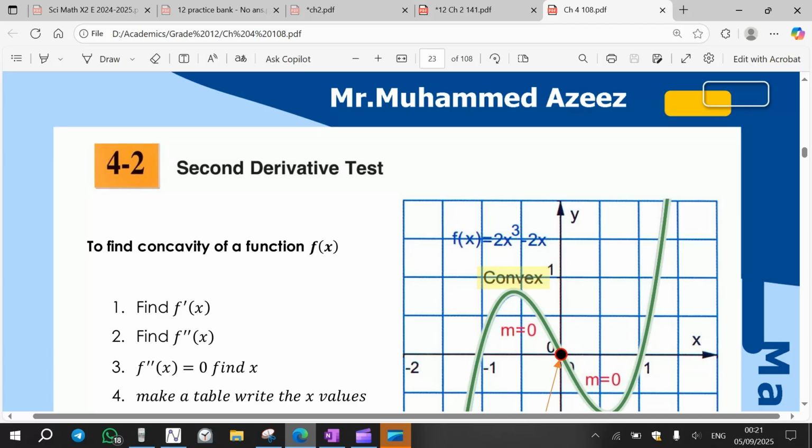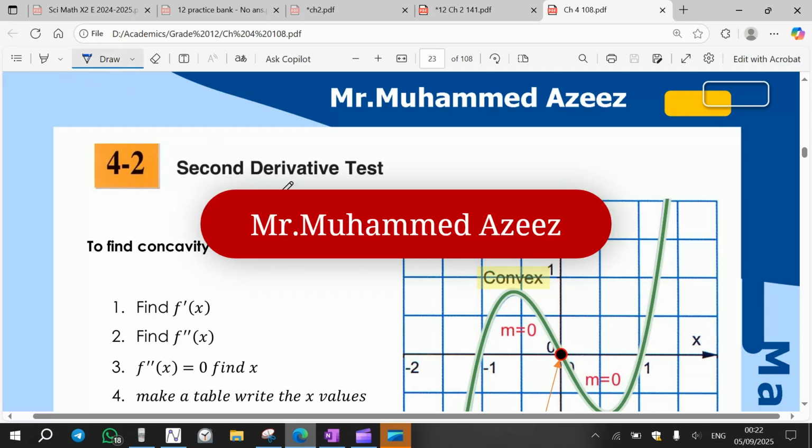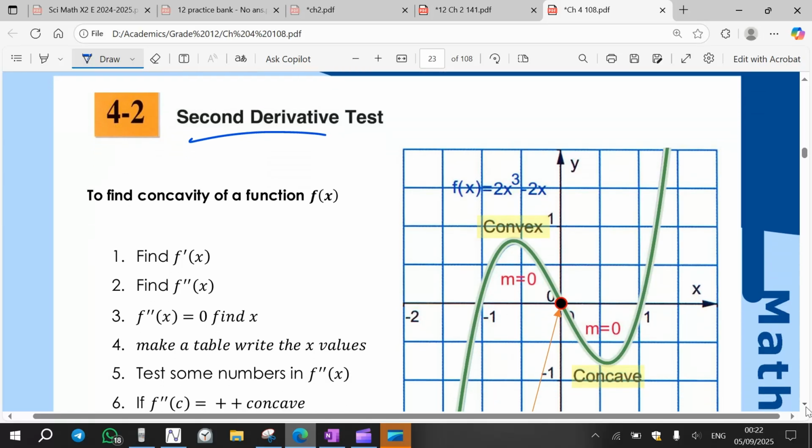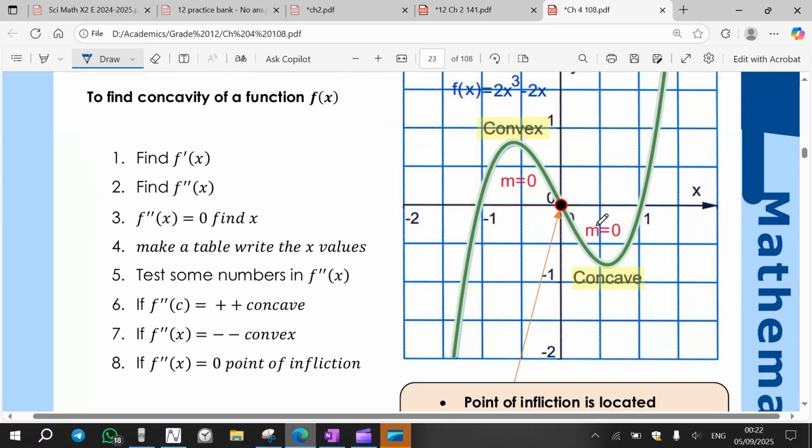We are back on chapter 4, section 2. Chapter 4, section 2 is about the second derivative test. The second derivative test can tell us about the concavity of a function. Concavity of a function is like this. When you look at a function, whenever the function is like this, it's called concave. And whenever the function is like this, it is convex.